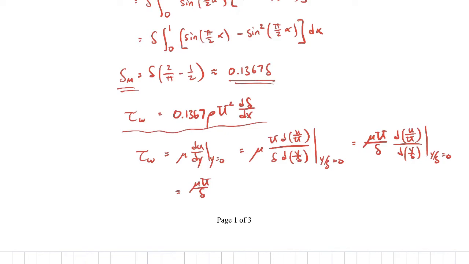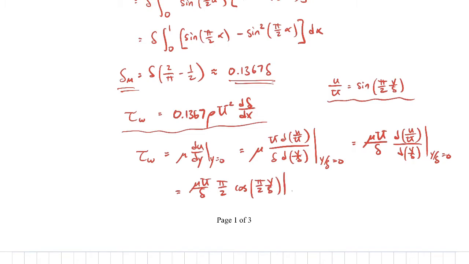So recall that our velocity profile, let me just rewrite it here so we don't have to keep moving the screen up and down. So that was our velocity profile. So when we take the derivative of that, we'll get pi over 2 cosine pi over 2 y over delta.